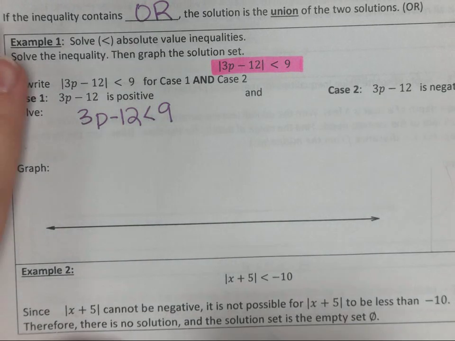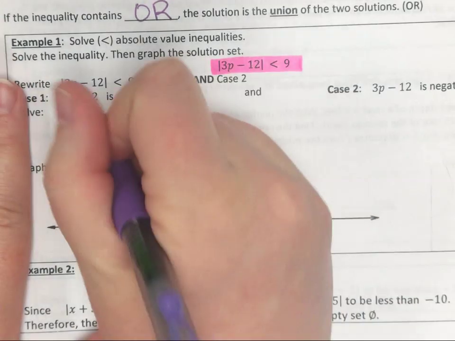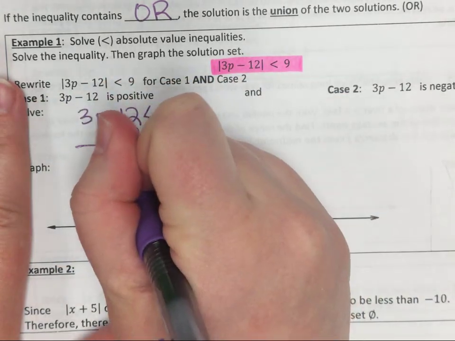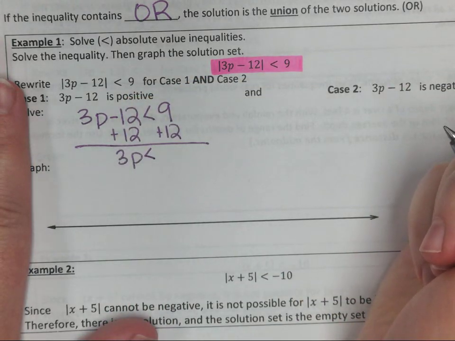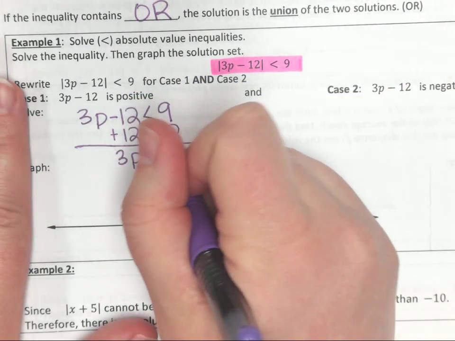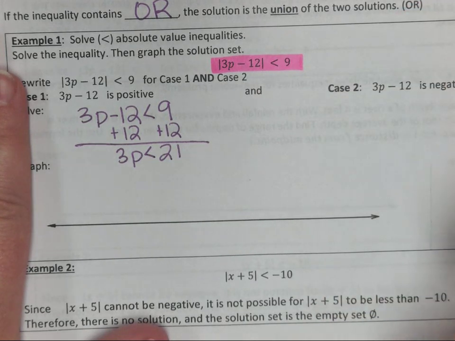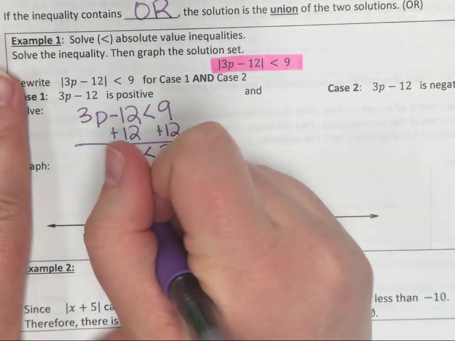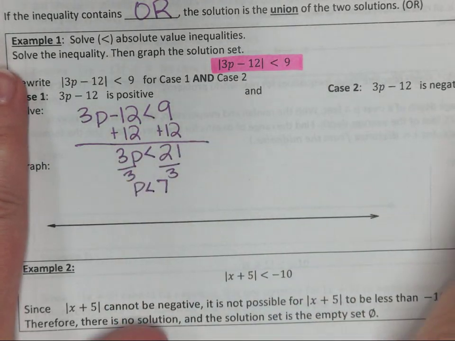All right, so to solve this, what do we have to do to get p by itself? Plus 12. Good, plus 12. So we are left with 3p. Our inequality stays the same. 9 plus 12 is? 21. And now what do we do? Good, divide by 3. So p is less than 7.